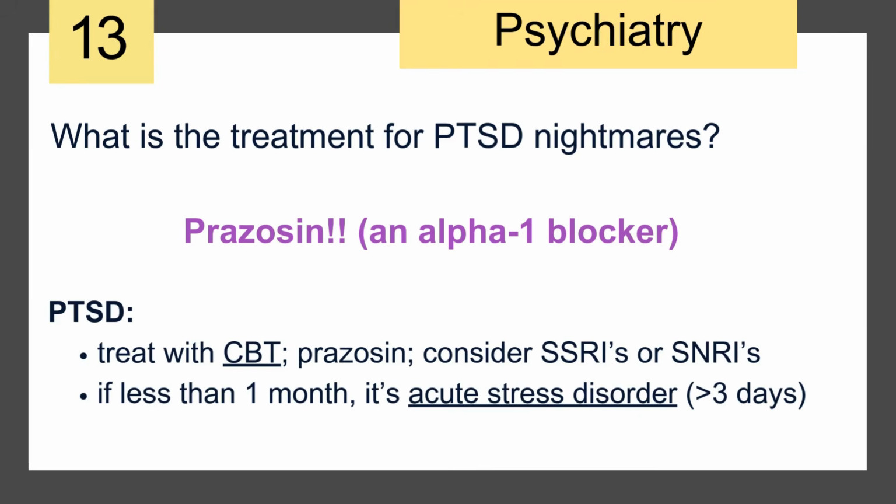For PTSD, CBT, and we consider SSRIs or SNRIs. If it's less than a month, remember it's called acute stress disorder, as long as it's been 3 days post the event. And again, we treat that with psychotherapy and CBT.